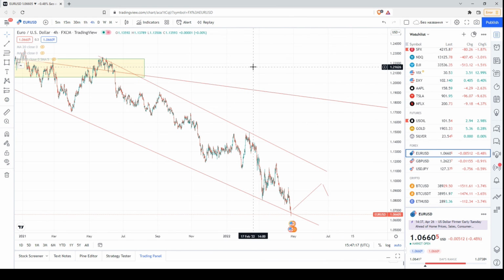So that's it for today, fellas. It's obvious that in most of the major time frames we have this bearish sentiment. This is what I see in the price chart of euro-dollar.